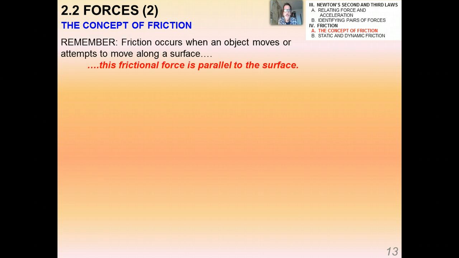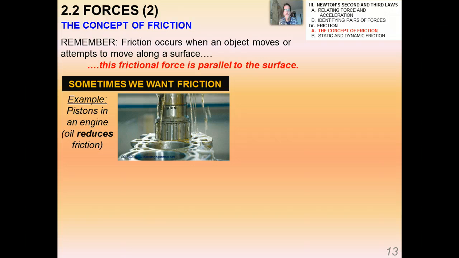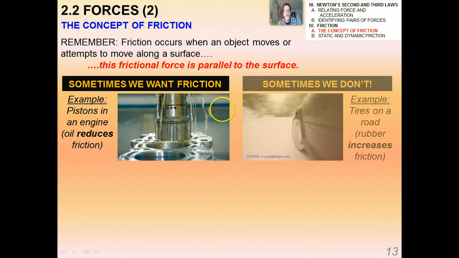Friction occurs when an object moves or attempts to move along a surface. This frictional force is always parallel to the surface, okay? Sometimes we want friction, like in the case of pistons in an engine. That's why we put oil in to lubricate the pistons. Oil reduces the friction inside of an engine, okay? And that's also why the engine gets hot, because the oil doesn't do a perfect job, and friction creates heat because it's dissipated energy, okay?